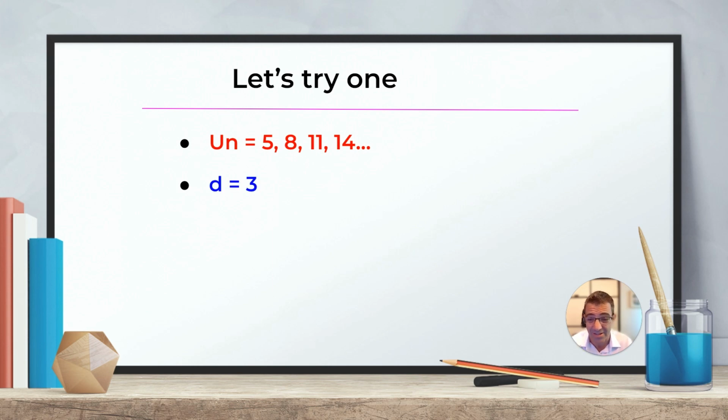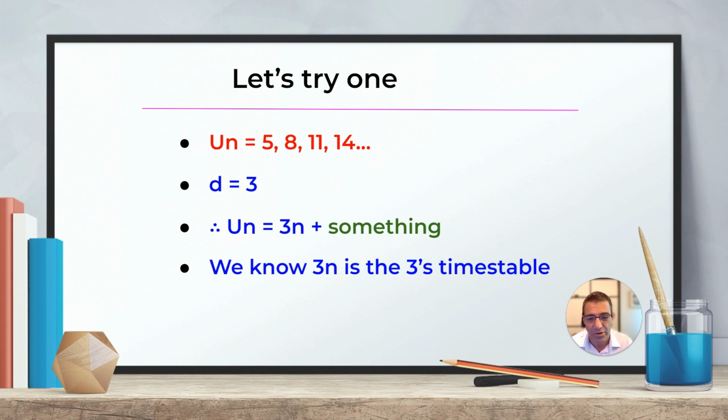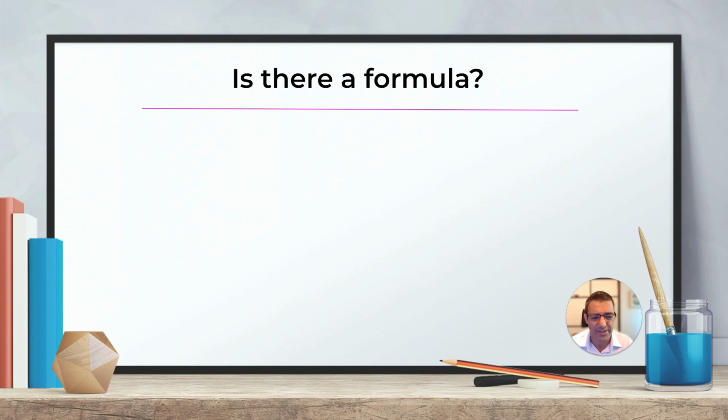So the common distance is 3. That's found easily either by logic or doing 8 minus 5, 11 minus 8, the next term minus the previous term. And so it's going to be like a 3n plus something sequence. It's a kind of a 3n sequence. And we know 3n is the 3's times tables, and if you scooch it across by 2, you get 5, 8, 11, 14.